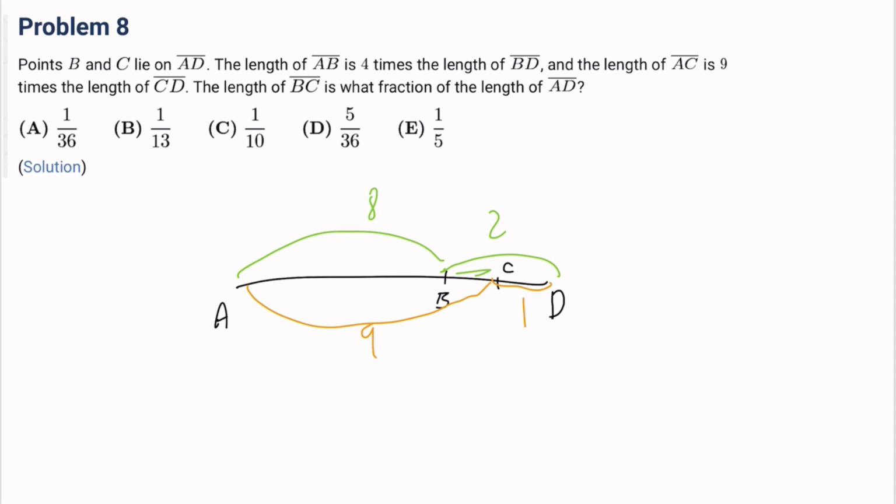And so that means BC, this length, is going to be 2 minus 1, which is 1. So this length is 1. And BC is what fraction of AD? We see that the whole of AD has 10, right? So it's 1 over 10, that's the answer. It's 1 over 10. It's C.